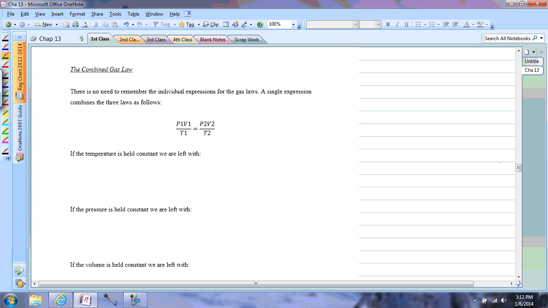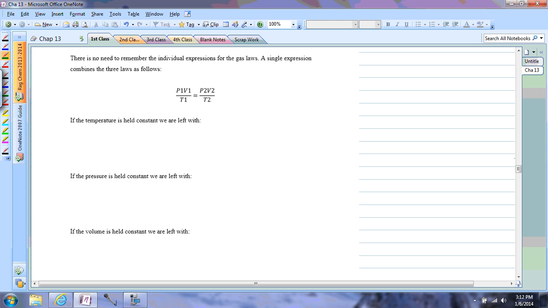We're almost done. This leads us to what is called the combined gas law. In the combined gas law, we don't have to remember 3 different equations. They're all combined into one. And it's P1V1 over T1 equals P2V2 over T2. What if we hold temperature constant? If we hold temperature constant, it's not part of the equation because it cancels out, and we're left with Boyle's law. We can cross off the temperatures.